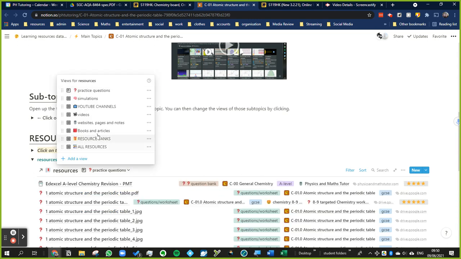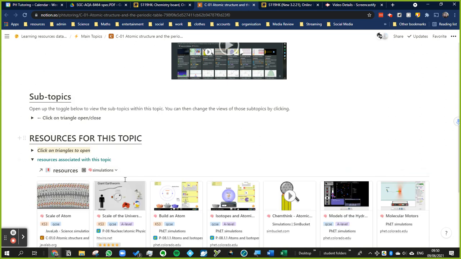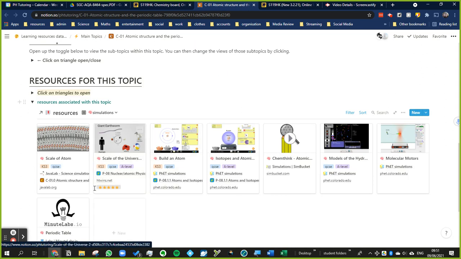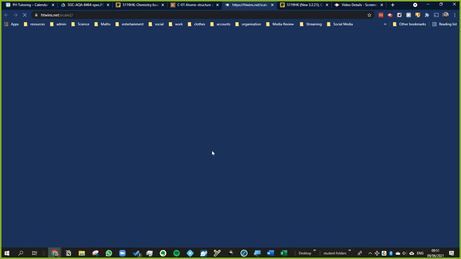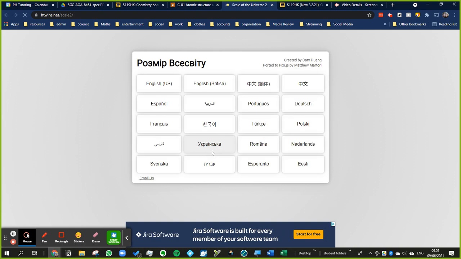But first thing I want to look up is the simulations. So click on simulations, and I think a good one to look at first, if we're going to learn about atoms, is this one here actually. This is quite a cool simulation. It's called Scale of the Universe.